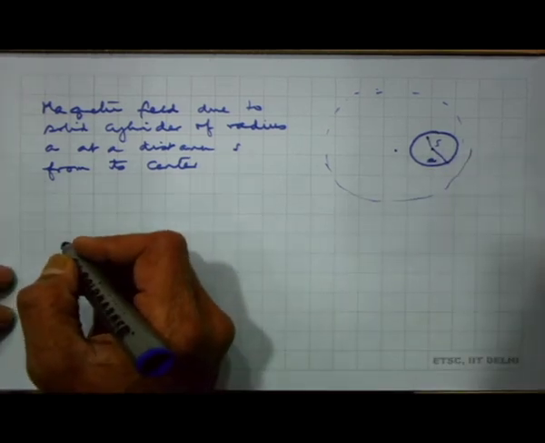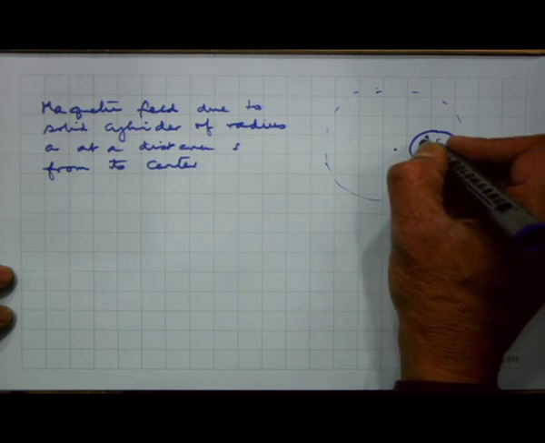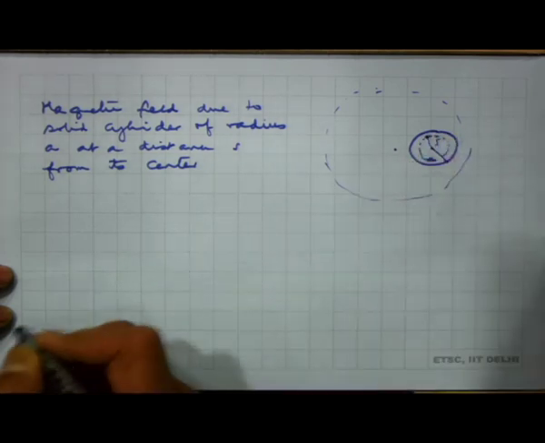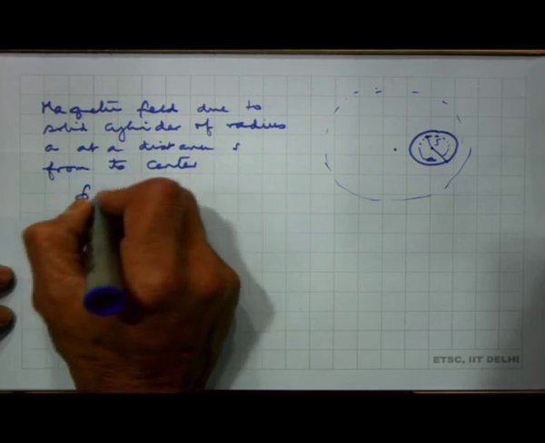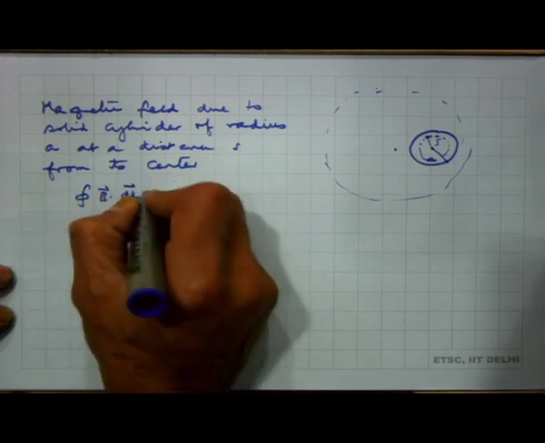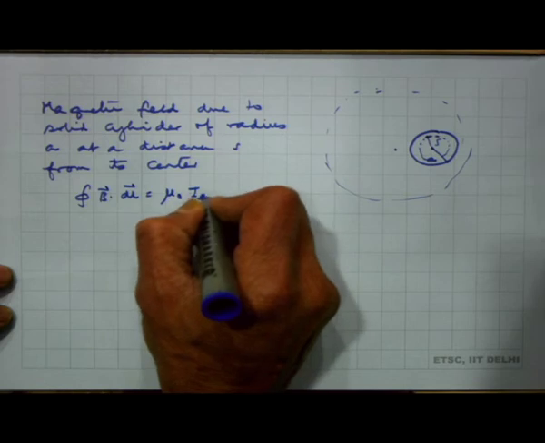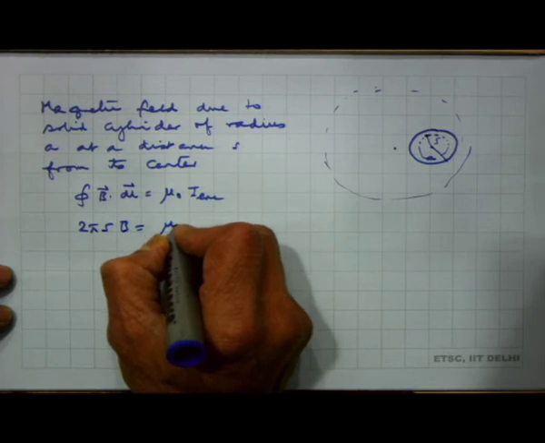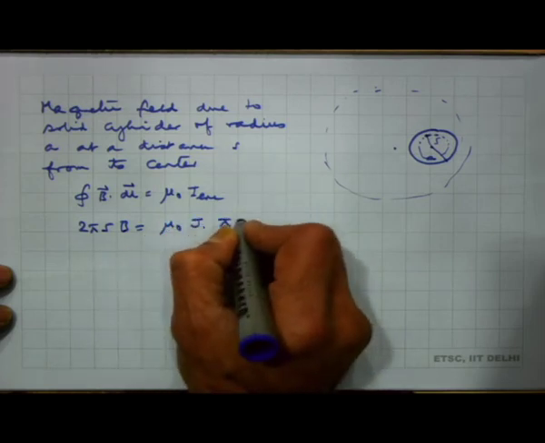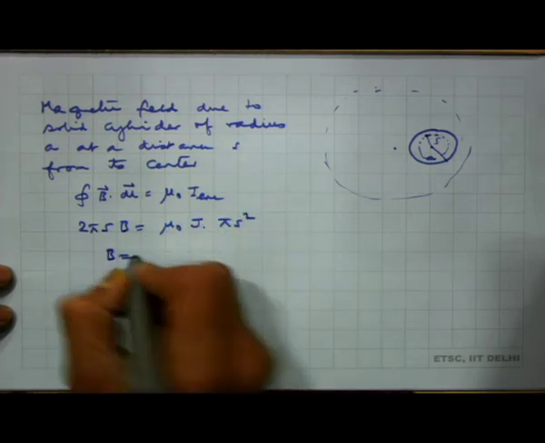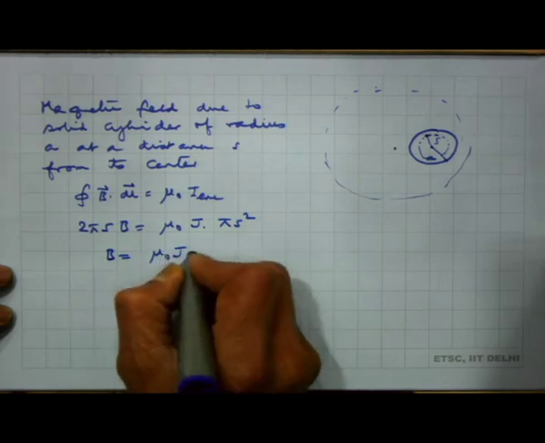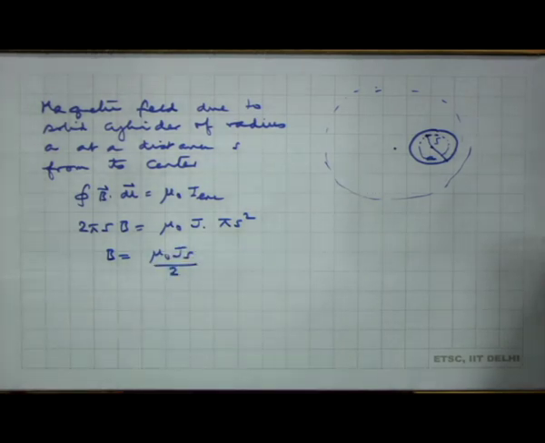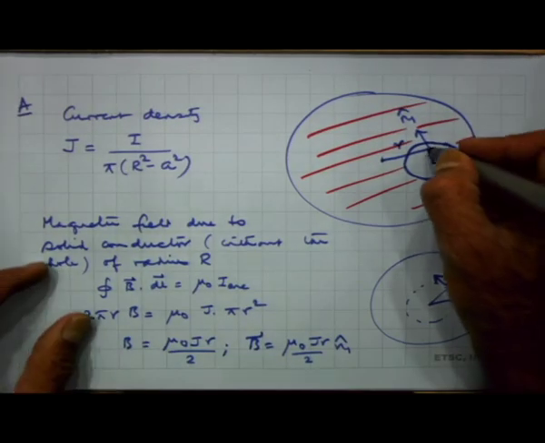So, just like before I can draw an Amperian loop like this and use this formula: B dot dl is equal to mu 0 I enclosed. So, 2 pi s into B will be equal to mu naught j into pi s square. So, B will be equal to mu naught j s by 2, and now the normal will be in this direction. If I go back to the original figure here, this normal N 2 will be like this.